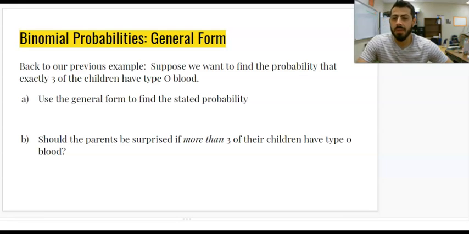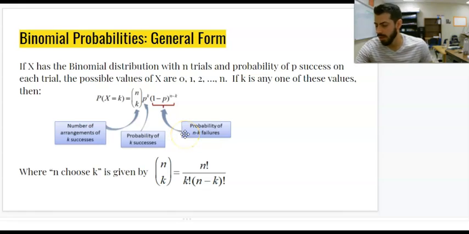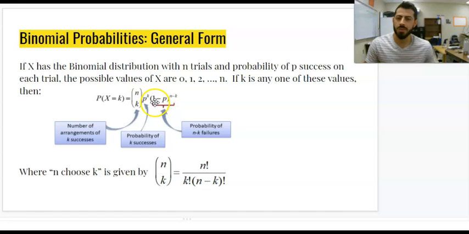So back to the previous example, what is the probability that exactly 3 of the children have type O blood? Use the formula that we just saw to find the stated probability. So again, basically we're pulling in 3 for K. The P is still 0.25, and 1 minus P is 0.75. So this becomes 5 choose 3, which we'll get to, but 0.25 to the third power times 1 minus 0.25 to the second power.